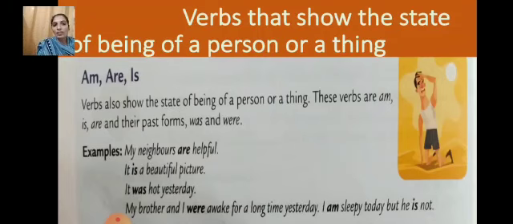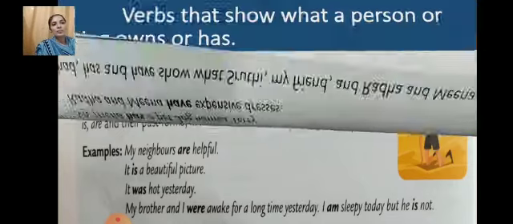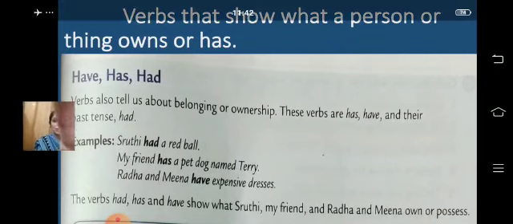How were my brother and I awake for a long time yesterday? How was I feeling? I am sleepy today. He is not. So here after are, is, was, were, am, you can see main verbs are not given, only the state of being, how the things are, how is their state. Okay, if we say in Hindi, avastha. Okay children, so let's see what's in the next slide.